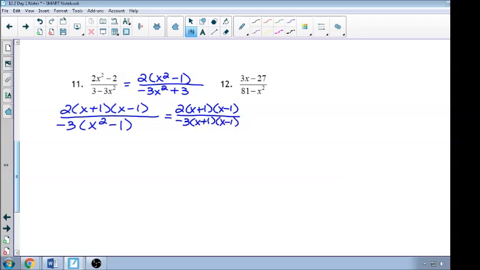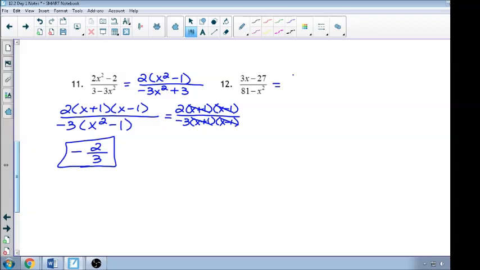What all is going to cancel out? The x plus 1s, the x minus 1s. I'm left with negative 2 over 3. That negative originally was in the denominator. You can leave it there, you can move it to the numerator, you can put it out front. It doesn't really matter. Okay? On to 12.